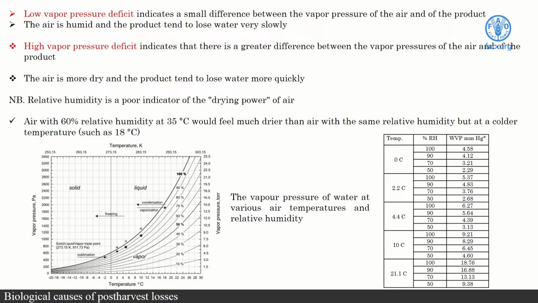There is one important thing that we have to keep in mind. The relative humidity is a poor indicator of the drying power of air. For instance, air with 60% relative humidity at 35 degrees centigrade would feel much drier than air with the same relative humidity but at colder temperatures such as 18 degrees Celsius. This graph and the table indicate the relationship between temperature, relative humidity, and water vapor pressure.